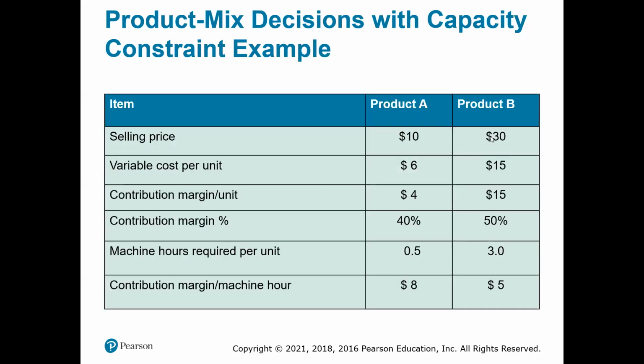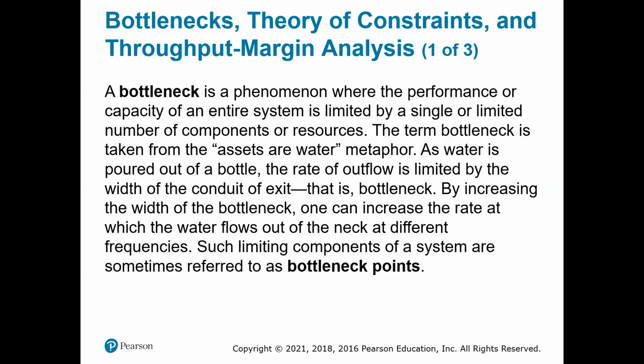So here we have a company that has 2 products, product A and product B. Selling price, variable cost, contribution margin per unit, contribution margin percentage, machine hours required per unit, and the contribution margin per machine hour. So you can see product B has the highest contribution margin per unit in both absolute dollars and percentage numbers, but it has a lower contribution margin with regards to machine hours. So the issue here is we have a limited number of machine hours. So what's the best way for us to allocate those machine hours?